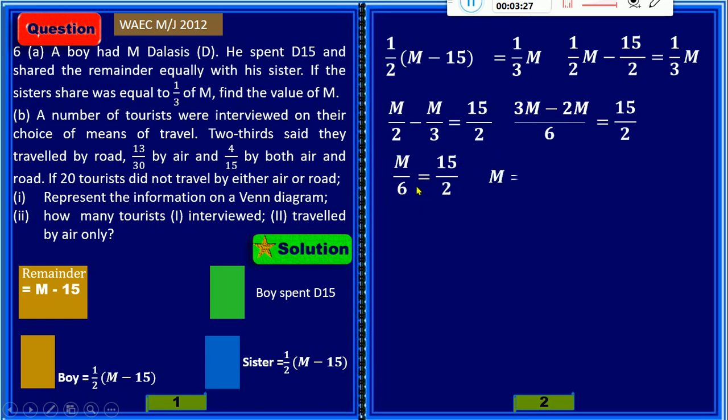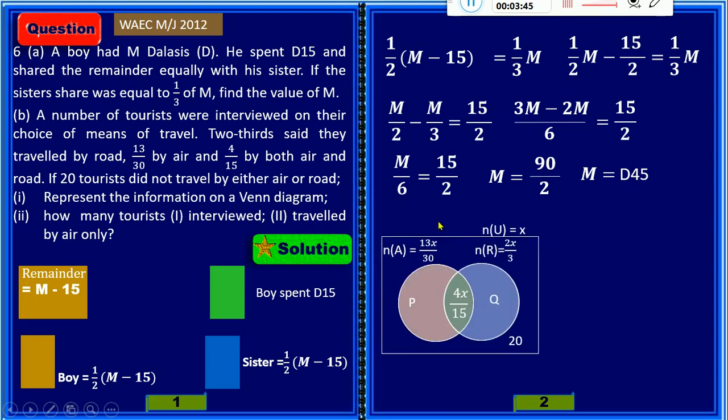Then multiplying 15 by 6 will give us 90/2. Dividing 90 by 2 will give us $45. That's the total money with the boy at the beginning. 6b.